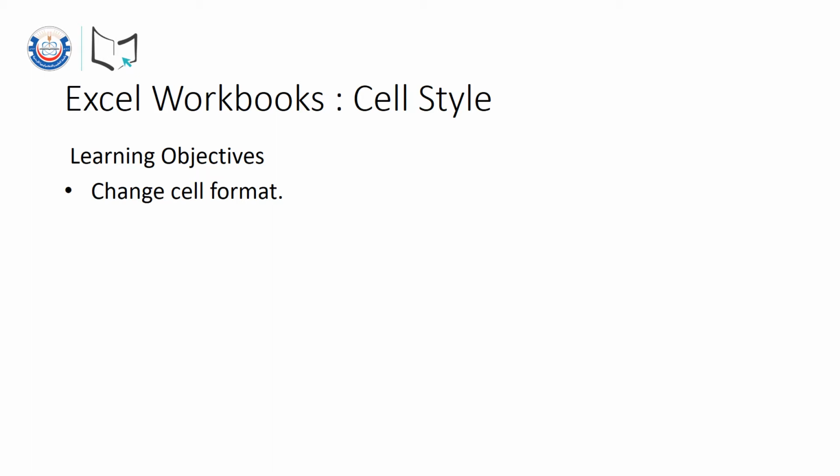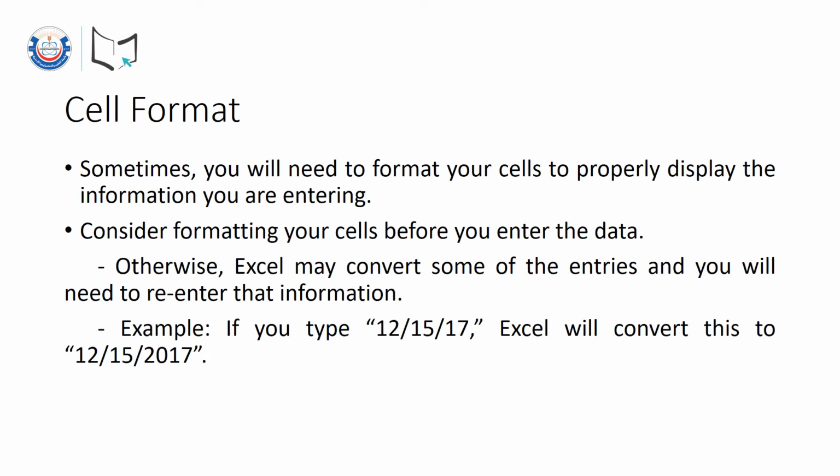After finishing this activity, you'll be able to change cell format in an Excel workbook. Changing cell format. Excel will default to certain styles when you create a new worksheet. In particular, this includes the way that numbers are displayed and whether or not commas are automatically included or not. In this tutorial, we will take a look at changing these defaults.